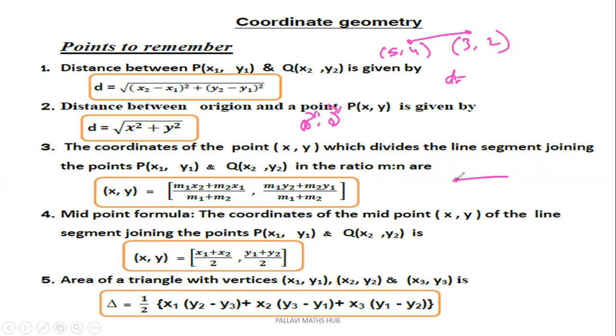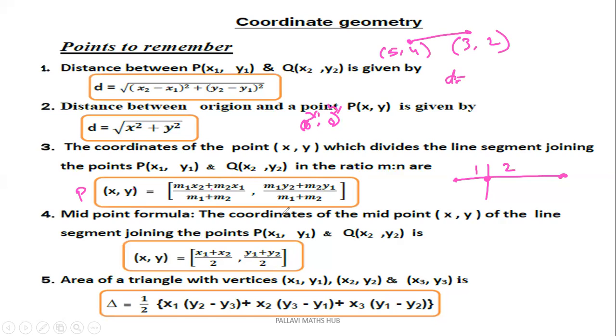Next, this is a line. This line is divided into 2 parts in the ratio 1:2. You need to find this coordinate. At that time, you can use the section formula. P of x, y is equal to (m1x2 plus m2x1) divided by (m1 plus m2), comma (m1y2 plus m2y1) divided by (m1 plus m2).